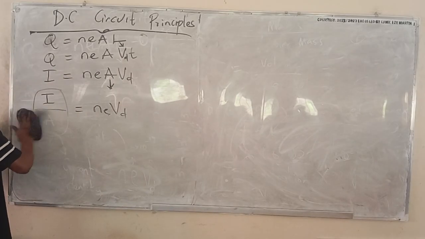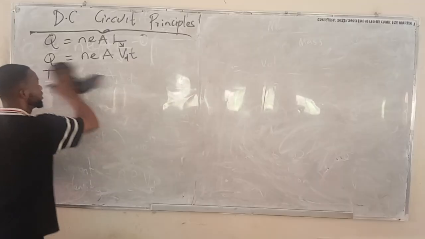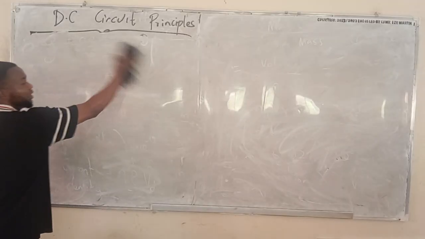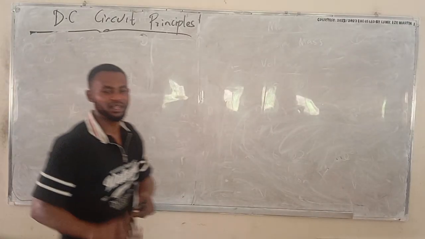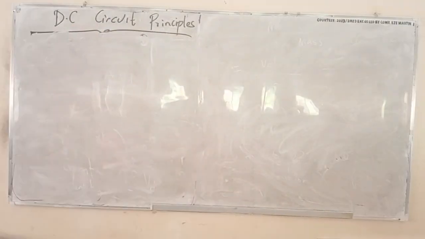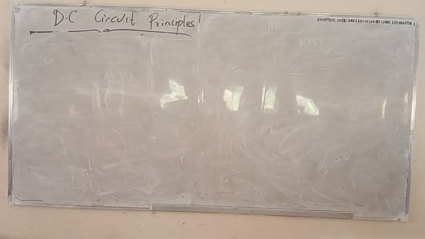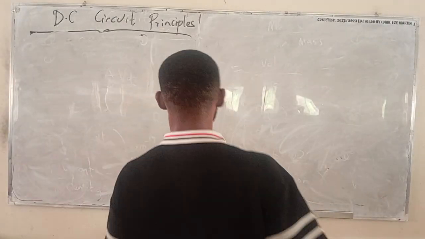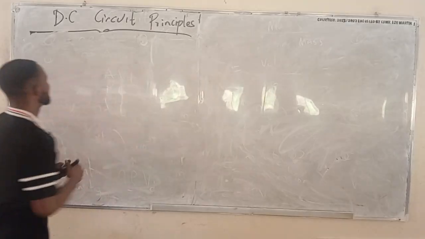Now please write for me in your book, drift velocity. Write for me in your book, drift velocity. You're playing now. Drift velocity. Just be playing.